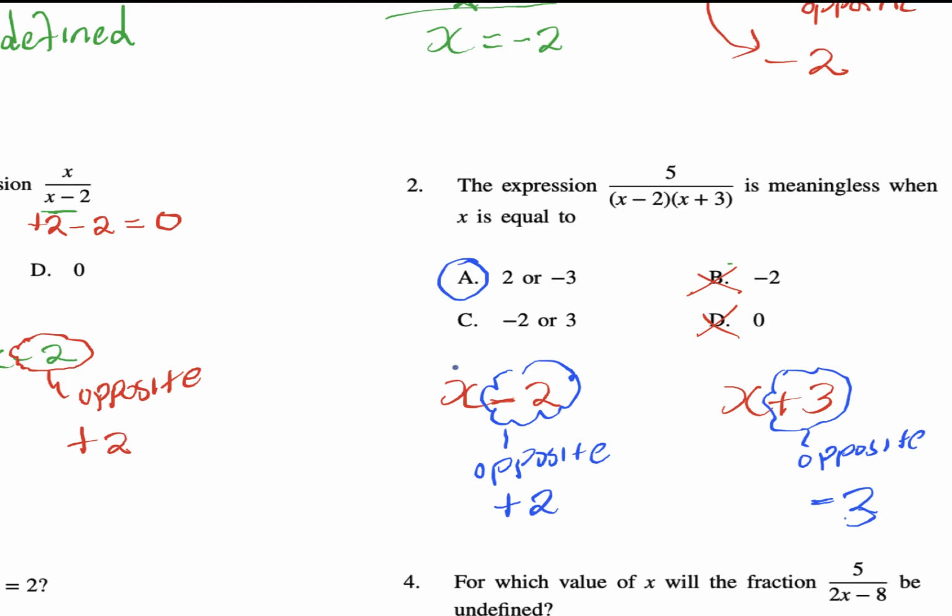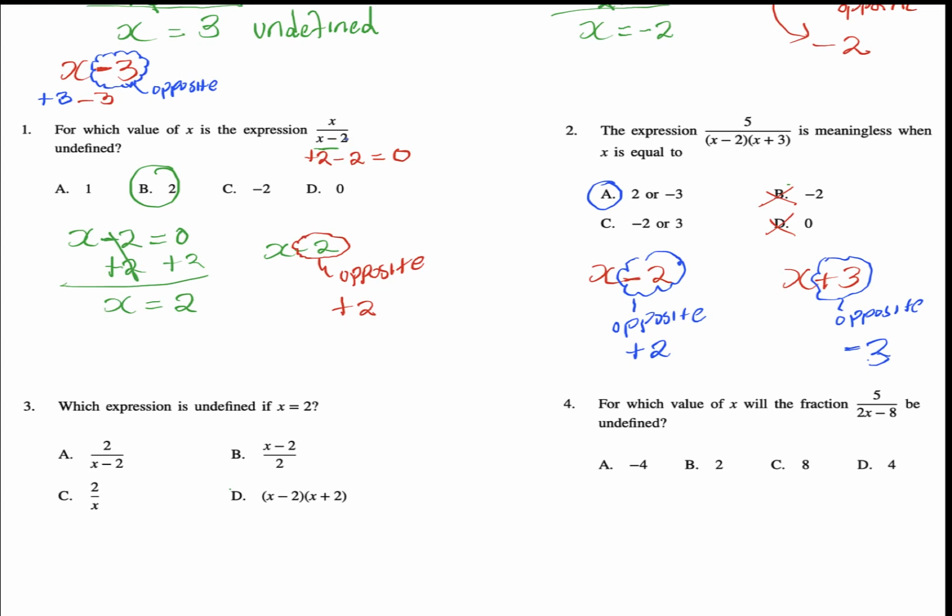Now, when your leading coefficient is just a 1x, this is very simple. Very simple when it's just 1x. This was 1x minus 2. This was 1x minus 2 and 1x plus 3.